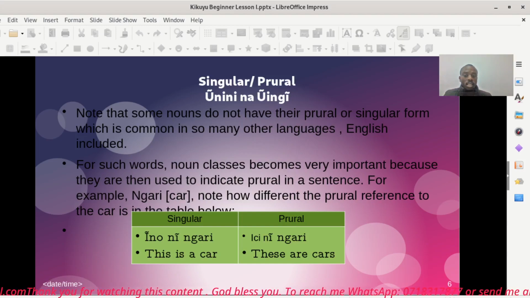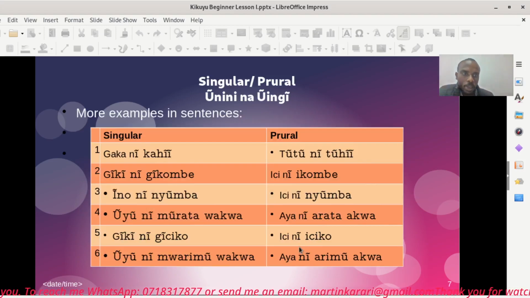Noun classes. Eno, ishi. E, I. O, a. Okay? Yeah. That helps a lot in pluralization in Kikuyu. So, we have more practice here. Let's start with the first sentence in singular. Raka ne kahe. This is a boy.